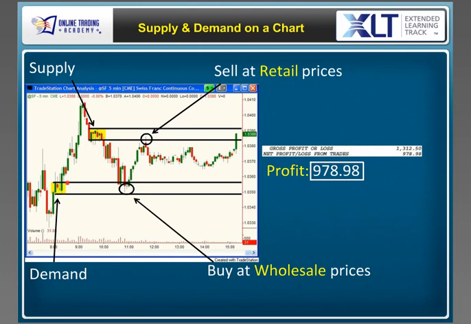Let's focus right here. Here's a trade we took in the trading rooms at Online Trading Academy. We identified a demand level right here in the yellow area and a supply level. Demand level or wholesale prices here, supply level or retail prices here, and then sold up here for a profit. Now, let me step back.